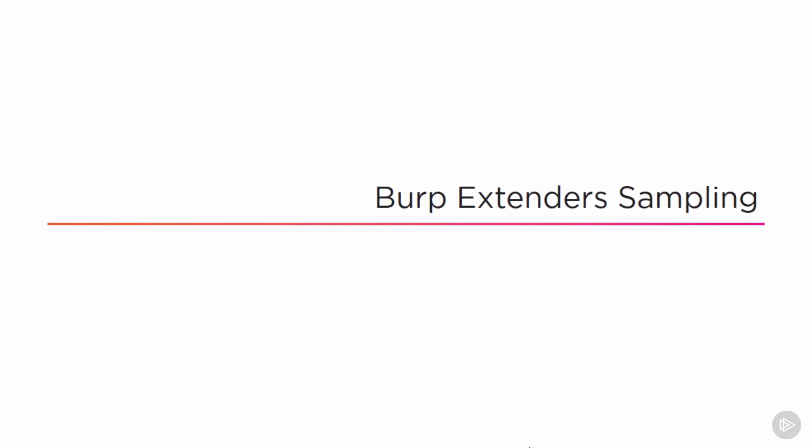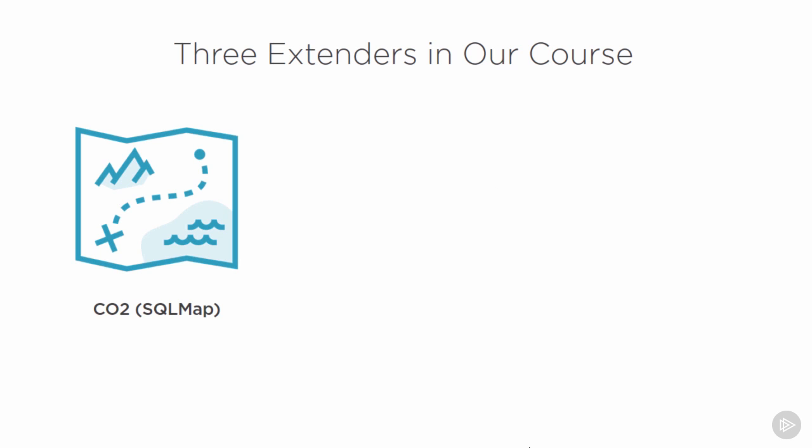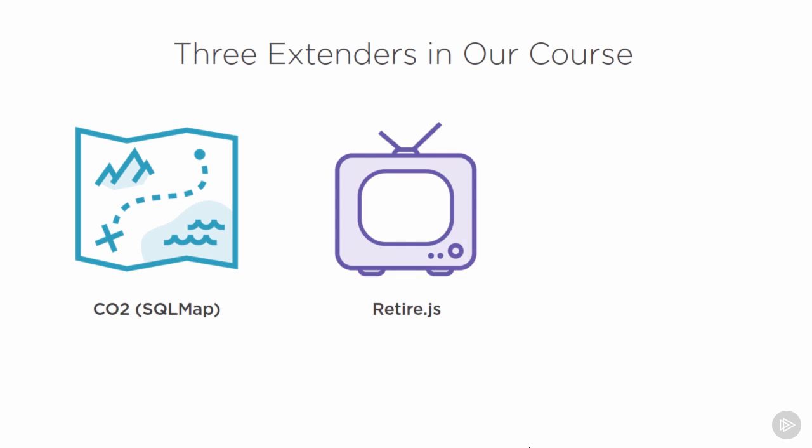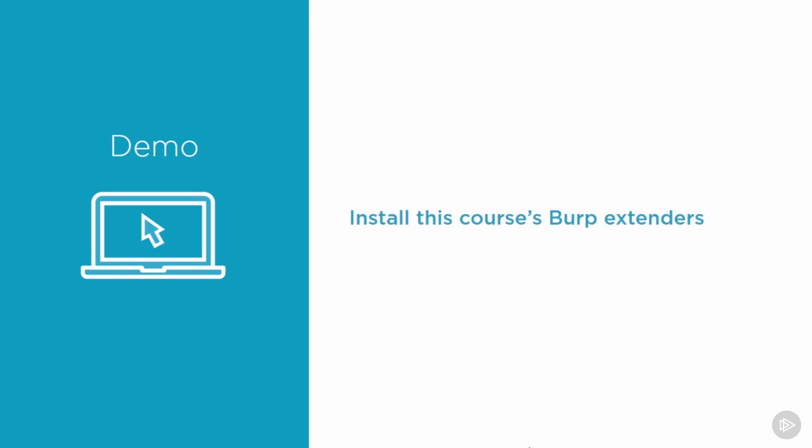Now in this course, we're going to take a look at 3 Burp extenders that are going to provide more capabilities to us inside of our native installation of Burp Suite. The 3 extenders we'll be looking at include CO2, which is an extension to SQL Map, Retire.js, which helps us to find outdated jQuery or JavaScript files, and something called Carbonator, which assists us with running Burp in headless mode for automation. In this demo, we're going to go ahead and install these 3 extensions into our Burp Suite product.